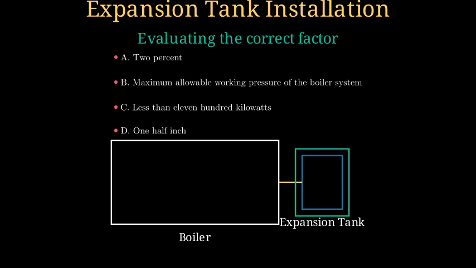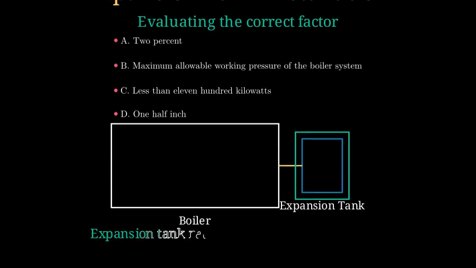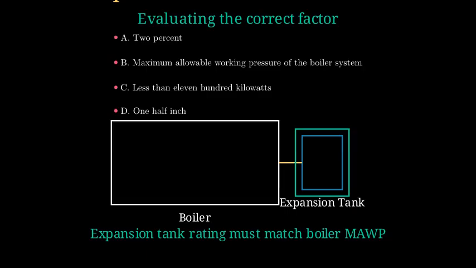We'll start by setting up the context with a simple heating boiler diagram. Remember, the expansion tank must match the maximum allowable working pressure, or MAWP, of the connected boiler system so that it will safely handle the system pressure. That means we look for the answer that references the MAWP.